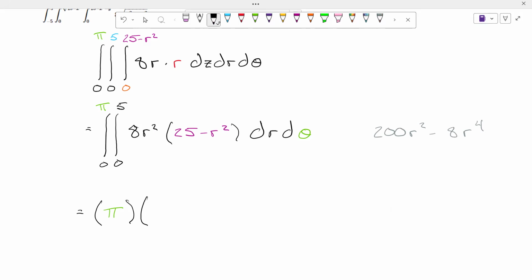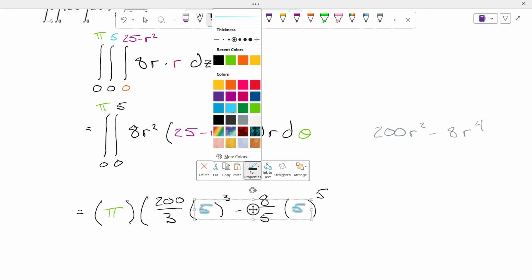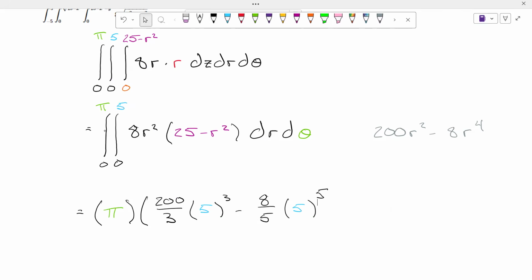So we can just come and evaluate those bits. This will be 200 over 3 times 5 to the third power minus 8 over 5 times 5 to the fifth power. Let me mark these off in blue just to keep that marked throughout the problem. And I would just leave your answer right here. There's no cause for simplifying this further. Yeah, just leave that alone.